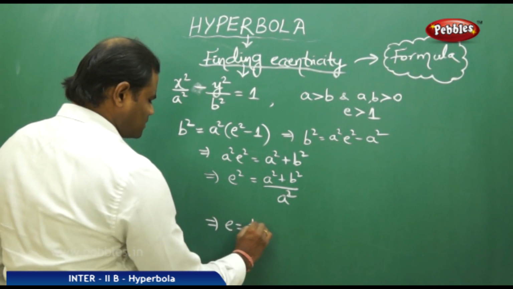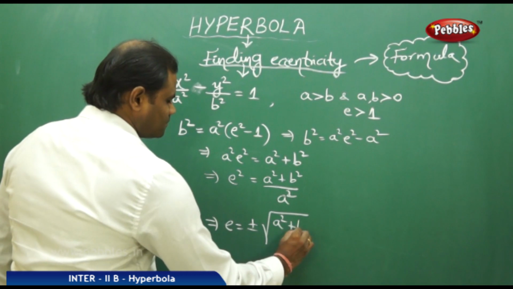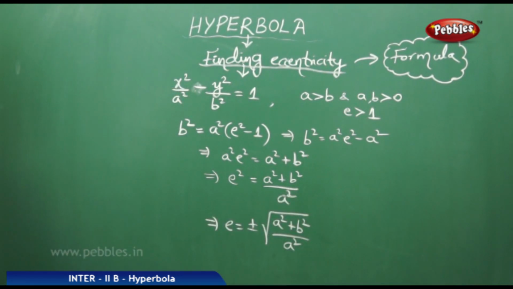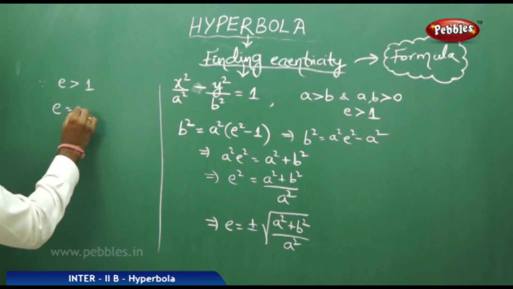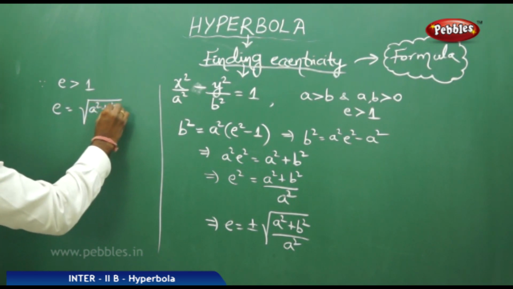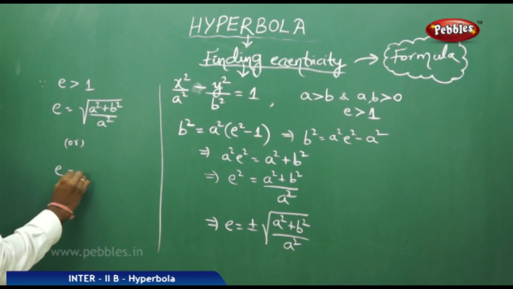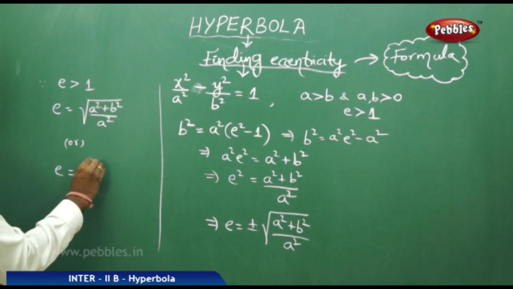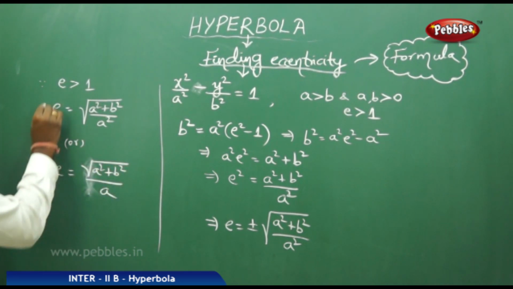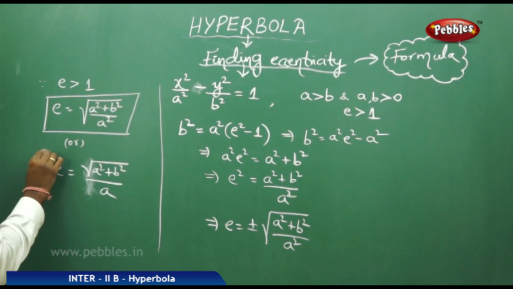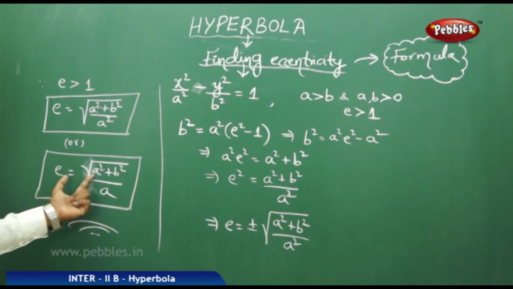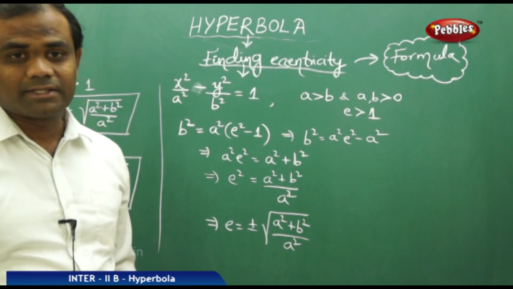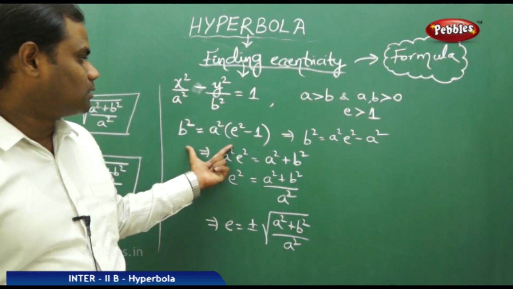That implies my e is plus or minus root of this. But since e is greater than 1, I have e strictly as plus root of a square plus b square by a square, or I have e as root of a square plus b square, whole over a. Is how I identify the relation with eccentricity e. Therefore, the eccentricity of the hyperbola is given by root of a square plus b square by a square, or root of a square plus b square whole over a. The formula for eccentricity using the standard form of hyperbola.